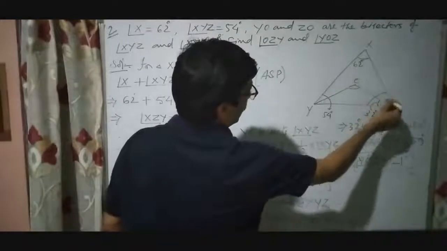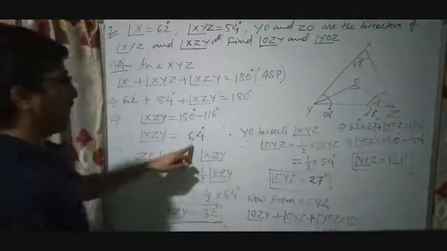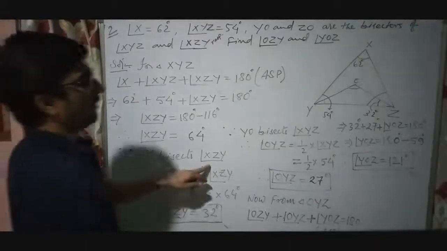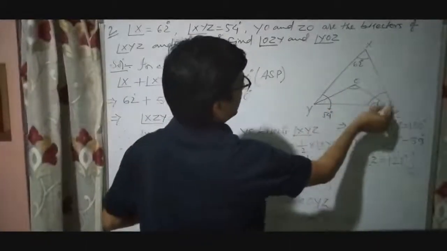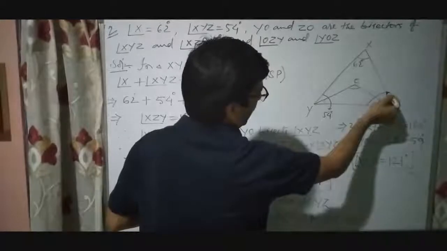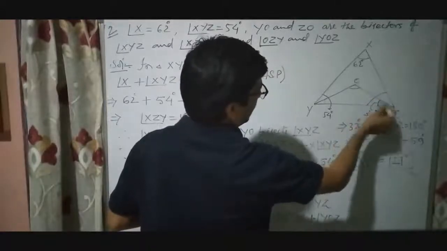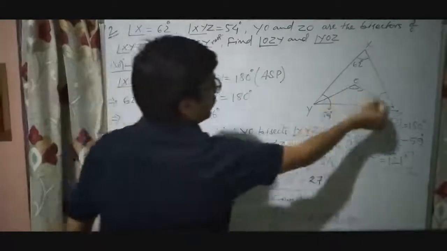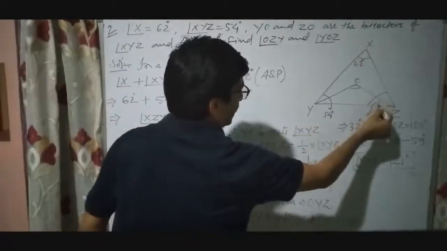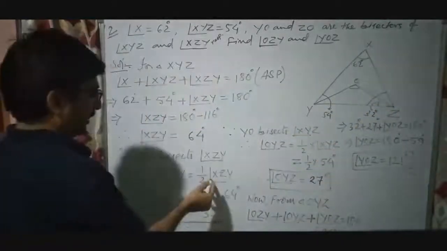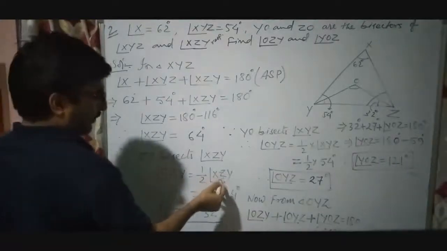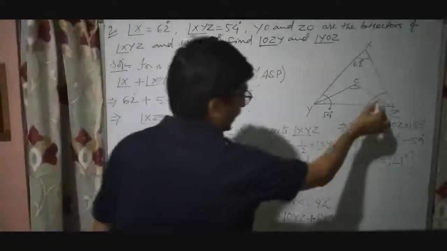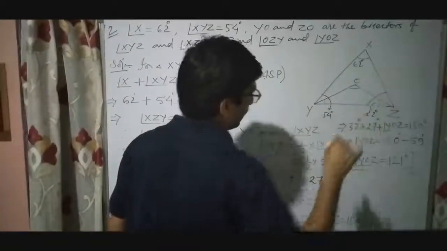So this whole angle is now 64. Since ZO bisects XZY, this ZO is the bisector of angle XZY. So it bisects this angle Z. That means this small angle OZY equals half of 64, that is half of XZY. Half of 64, that is OZY equals 32 degrees. This angle is 32 degrees.